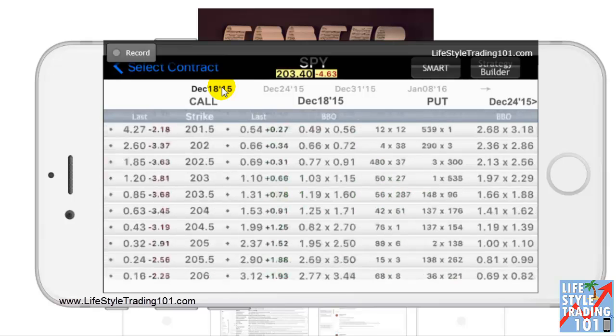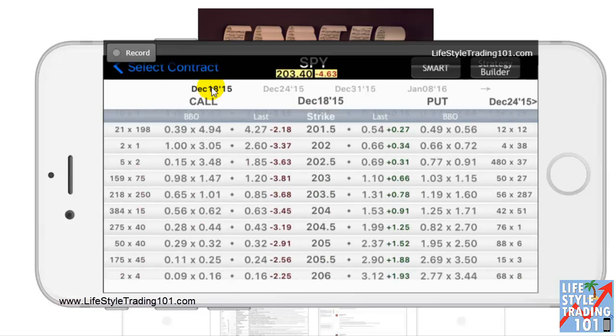So now we look at this one, the front month, and the puts are on the right side, right? So this SPY tells us that at the time of this, it's trading at 203.4. And roughly 203.5 is the closest strike. These are the strike prices. And this is where each of the options are being traded at.